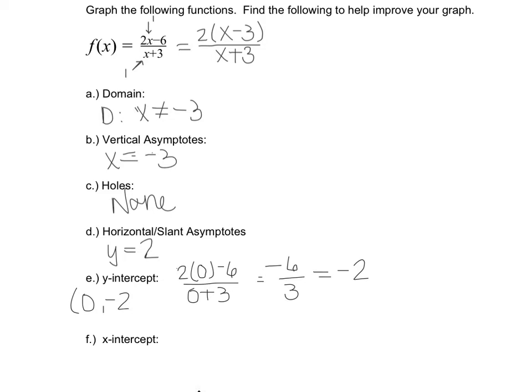So I know I'm going to have a y-intercept at (0, -2). If I notice, my y-intercept came from the ratio of the constants in my function, because for a y-intercept, when you plug in 0 for x, all the x terms disappear, and you're just left with the constants to divide. That's how we get our y-intercept.